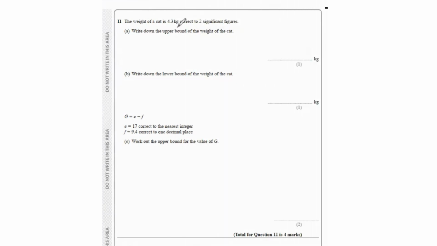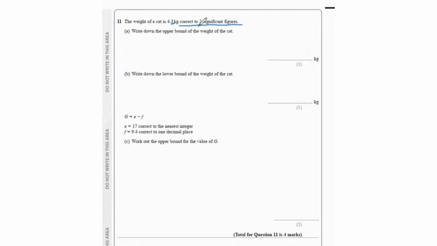Now this question says the weight of a cat is 4.3 kgs correct to two significant figures. We have to write down the upper bound and the lower bound. Now in the previous question, it was correct to one decimal place. This is correct to significant figures now. So in this case, since it says correct to two significant figures, you first look at your number and see what is the place value of the second significant figure.